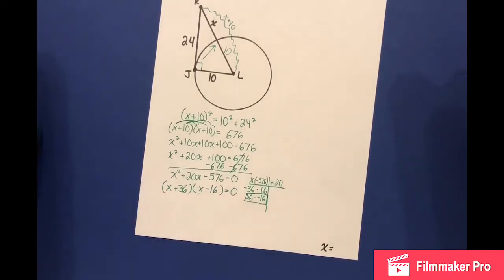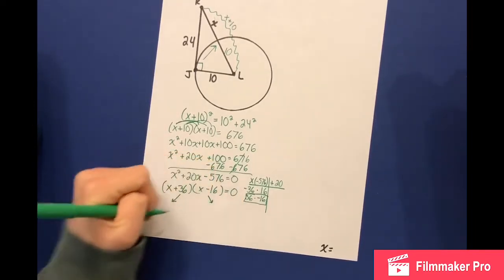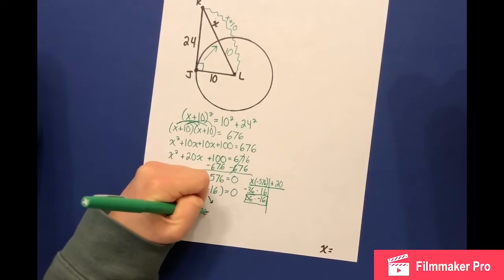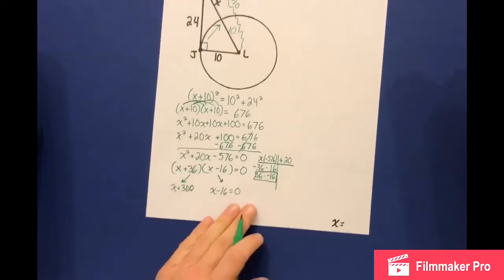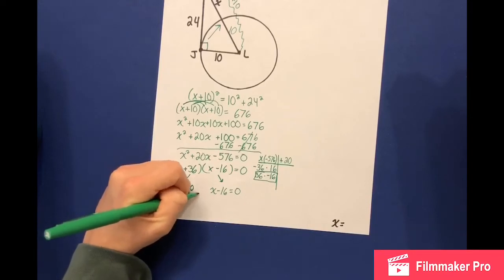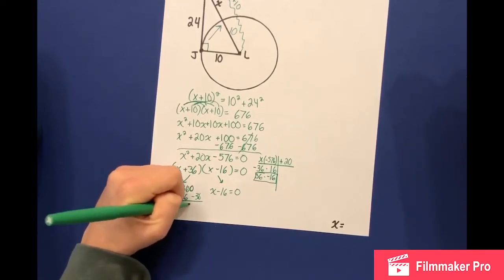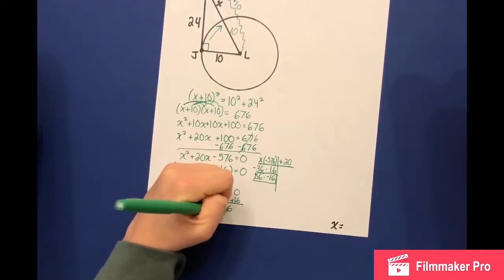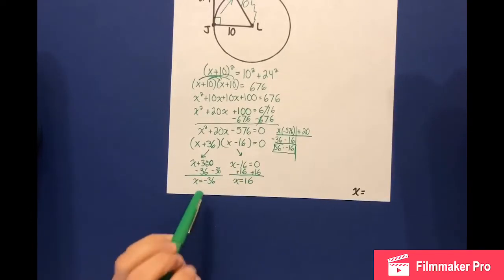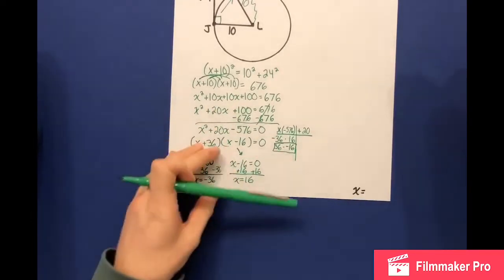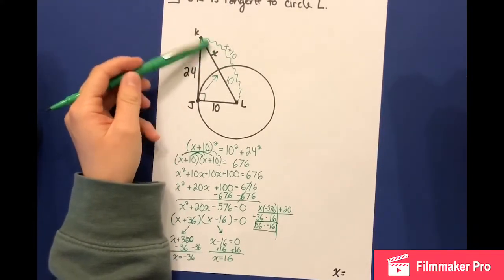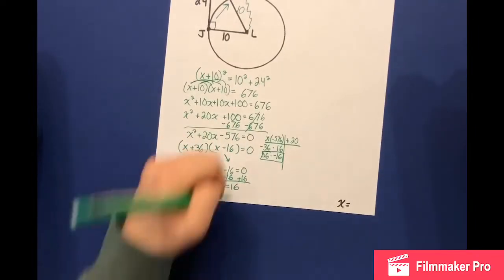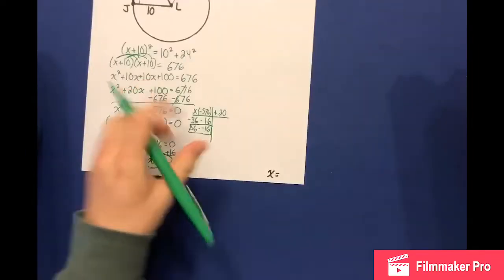Because these are multiplied equal to 0, I can break this off. And I can say x plus 36 equals 0, x minus 16 equals 0. I'm going to subtract 36, x equals negative 36, add 16, I get x equals positive 16. I look at here, this is slightly questionable. I wonder if this is going to work in my problem. I look into my problem, it's not. This length is not going to be a negative 36. So that one is not going to work. 16, however, will, and that's my answer.